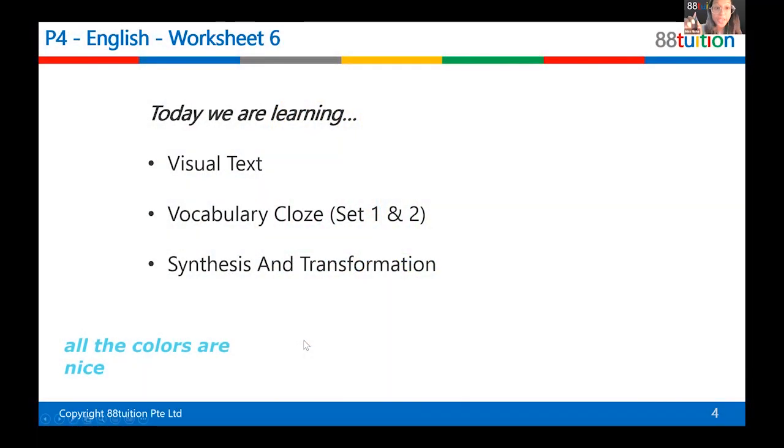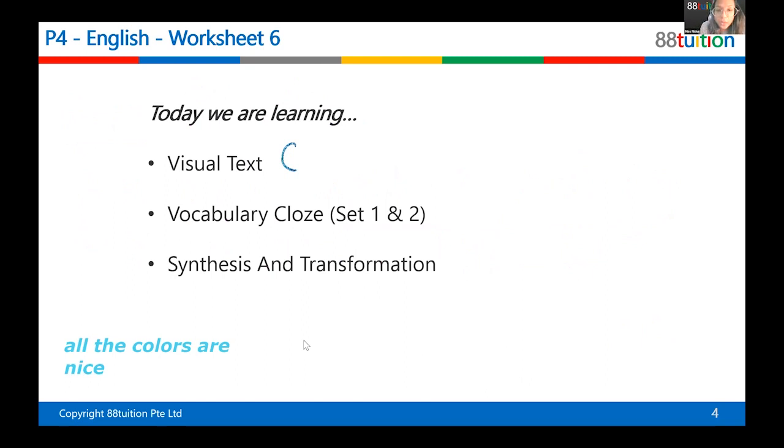Okay, visual text. For PSLE, there are two kinds of comprehension: open-ended, where you write the answer by yourself, right? And another kind of comprehension is called visual text. Visual is something that you can see with your eyes, right? And that is like a poster, an advertisement, or an event.